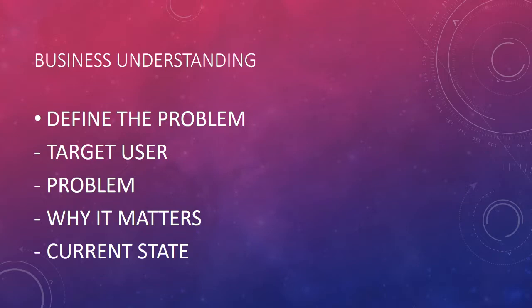So on the target user, the target user would be the electric utility director of operations. Now the problem is they need to decide 2 to 3 days in advance how many crews to call to repair the expected storm damage.